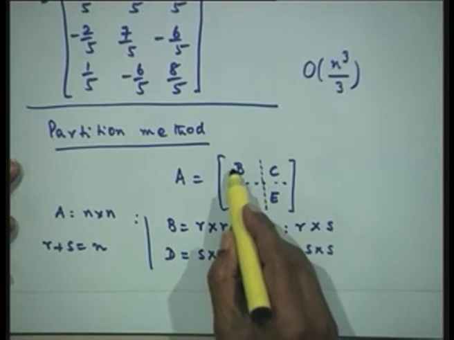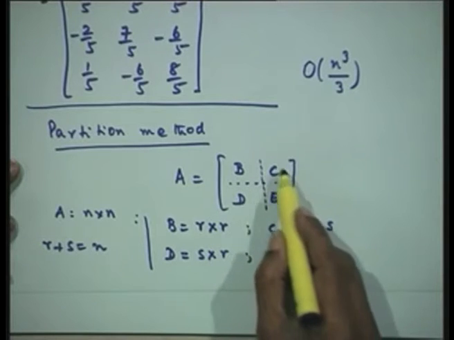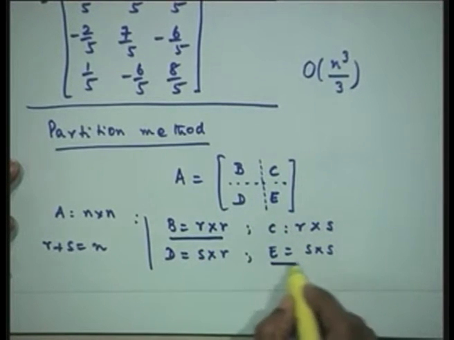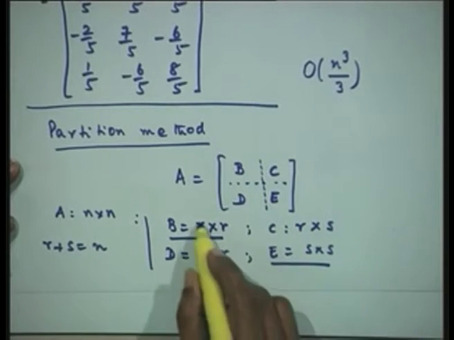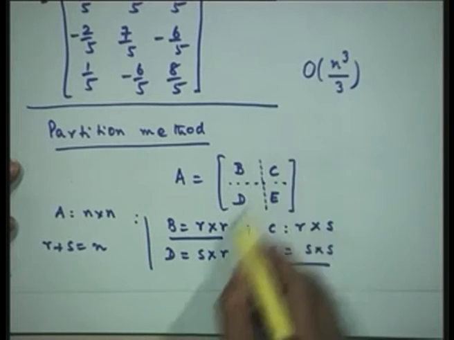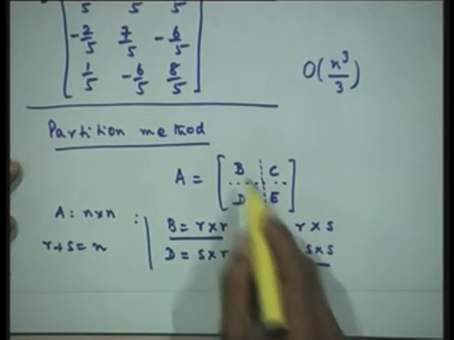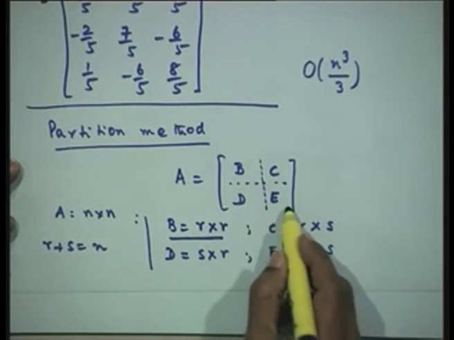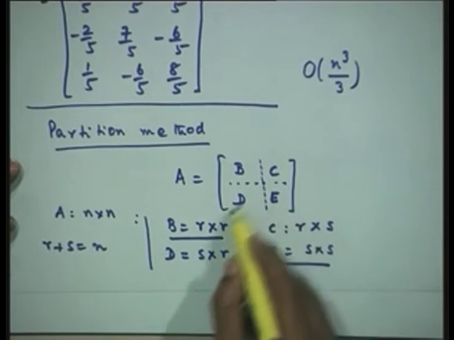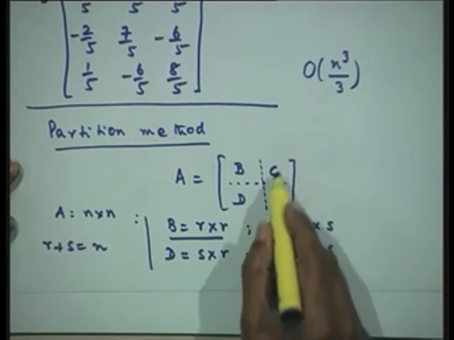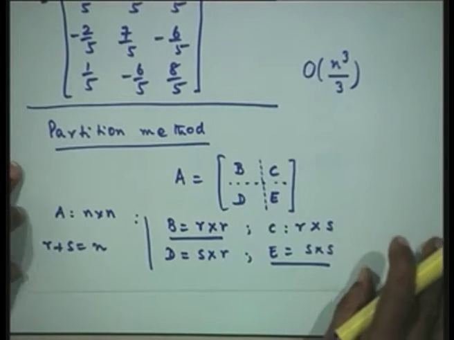So these are the R rows and S rows here, and similarly the columns here. So these two matrices B and E are square matrices, and these are rectangular matrices. This is R into S, this is S into R, but this is R into R, and S into S.